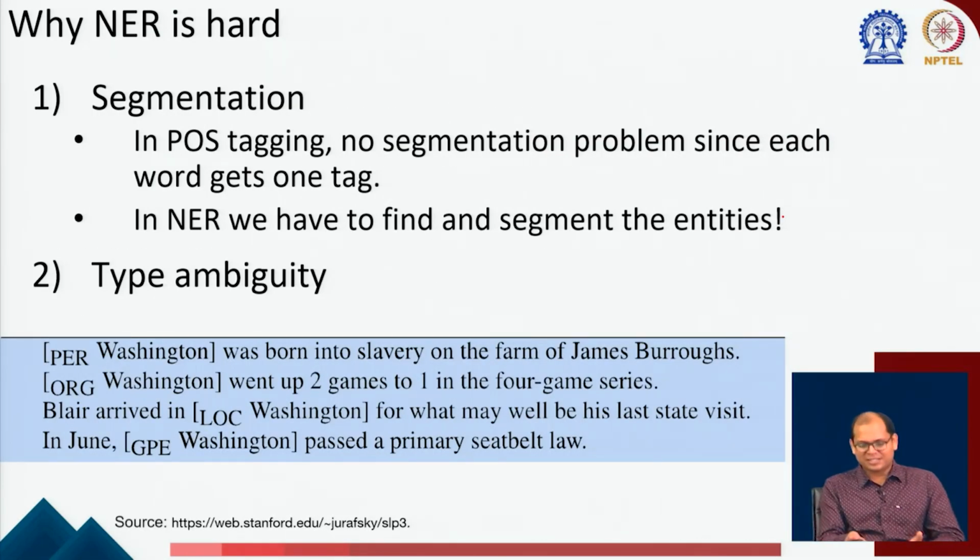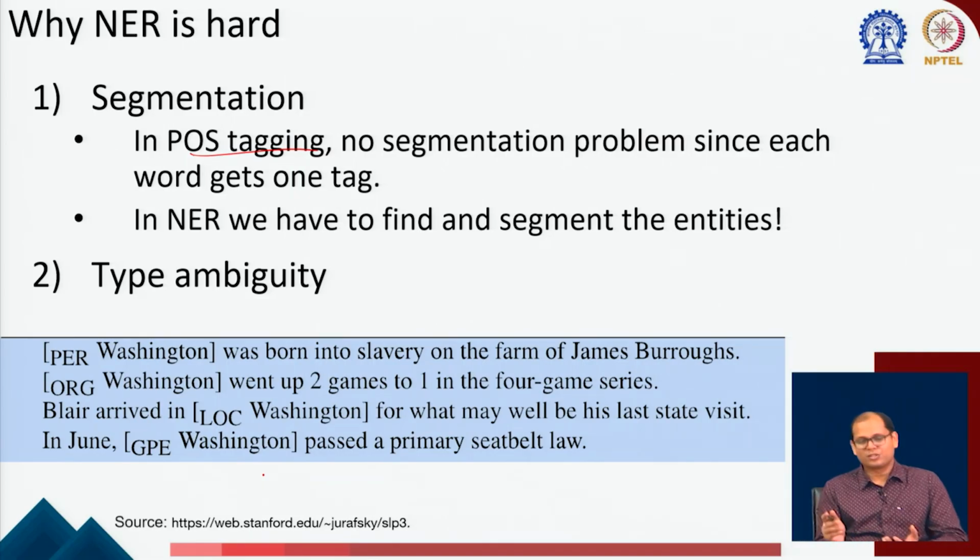And why is this hard? As we discussed, in POS tagging you don't have any segmentation problem, because each word will have one tag. It's very standard. But in NER you will have to find what are the segments that will have the tag, right? What are the segments?